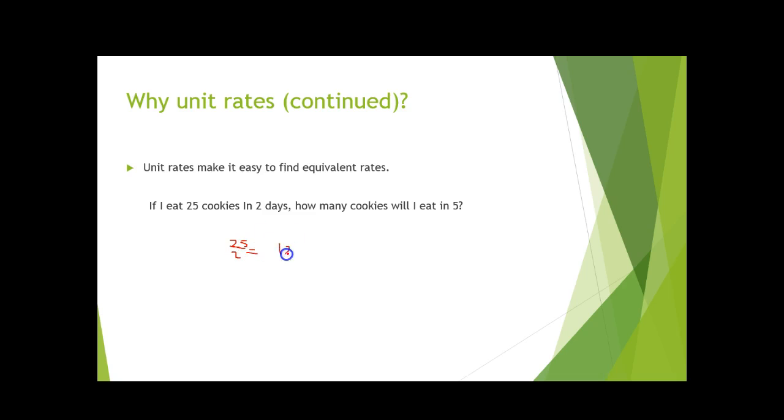25 divided by 2 is 12.5. So I ate 12.5 cookies per 1 day. Then it's a very simple process of multiplying by 5 because you want 5 days. So 12.5 times 5 is 62.5 cookies in 5 days. And that would be your answer.